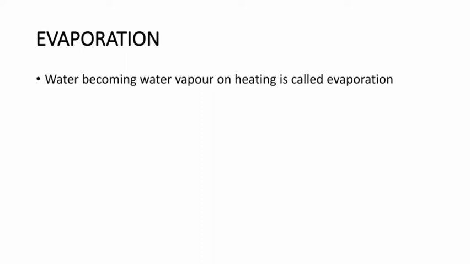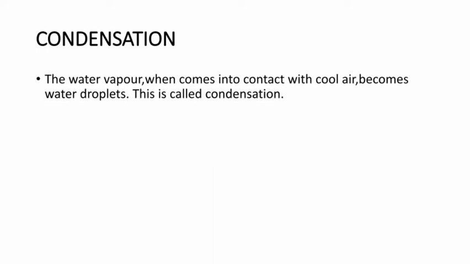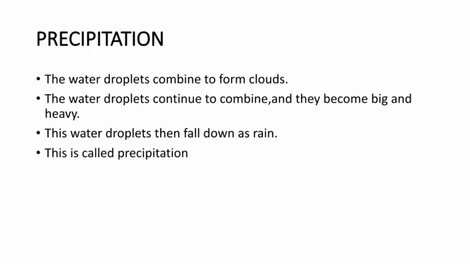Next topic, condensation. The water vapor, when it comes into contact with cool air, becomes water droplets. This is called condensation. Next, the water droplets change into clouds, then become very heavy, then fall as rain. The water droplets combine to form clouds. The water droplets continue to combine and they become big and heavy. These water droplets then fall down, and this is called precipitation.